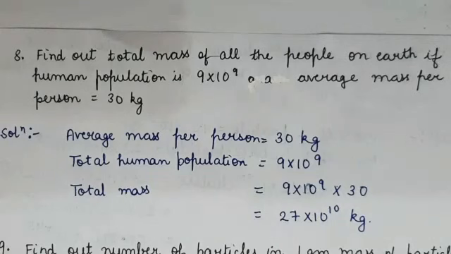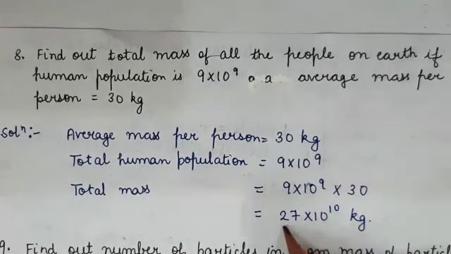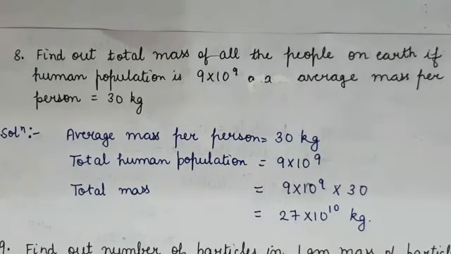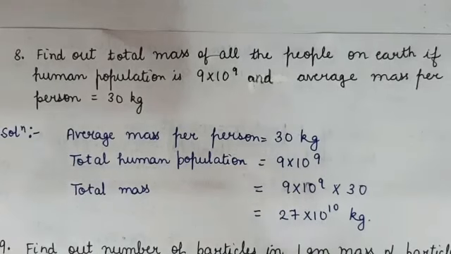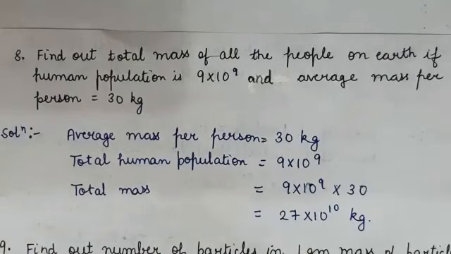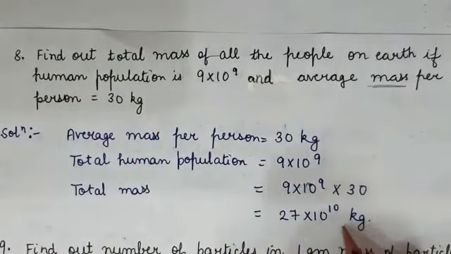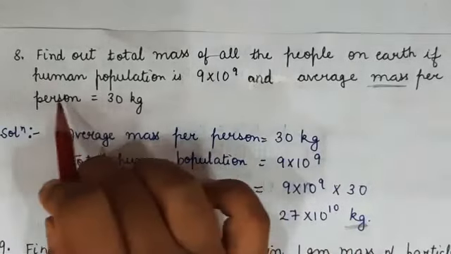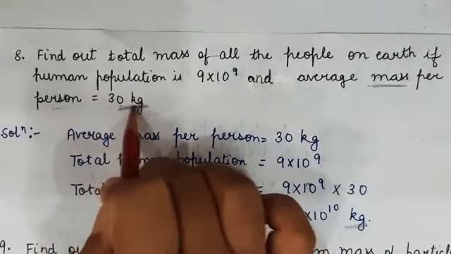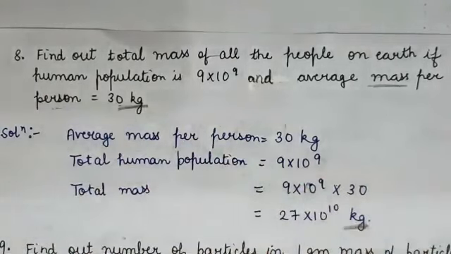Moving ahead to question number 8. The solution is this. And the answer to question number 8 is 27 into 10 raised to the power 10 kg. Clear students? Because mass is asked, so the answer will come in kg. Because we are taking the mass of the person in kg, so the answer will also be in kg, not in grams.